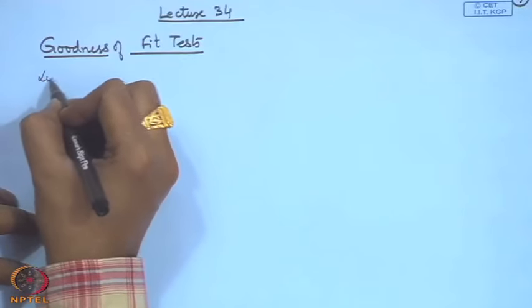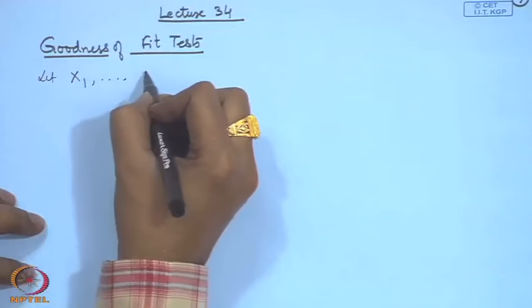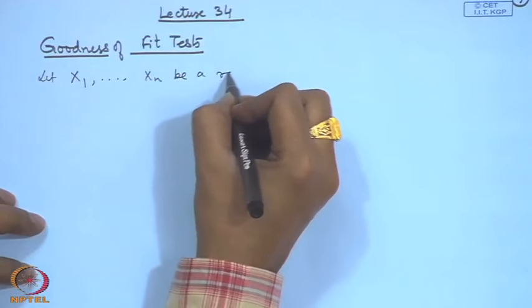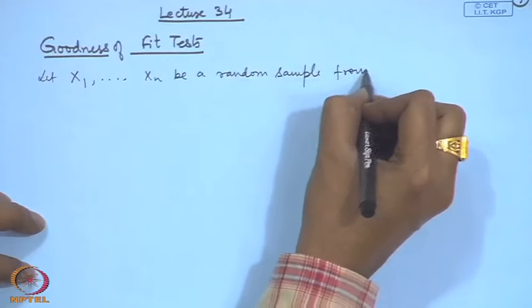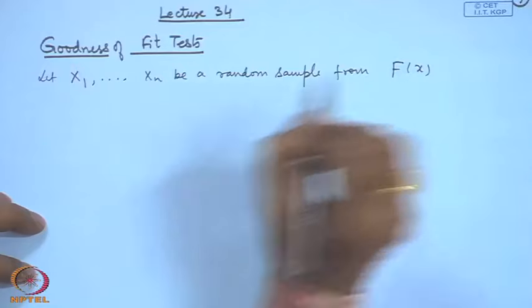Now we move on to the next problem, that is called the goodness of fit test. In this problem, we want to test whether the distribution is a particular distribution or not. So, basically this is the problem of modeling of distributions. So, roughly speaking, we have a sample. Let us consider x1, x2, xn, this is a random sample from say f(x), alright.